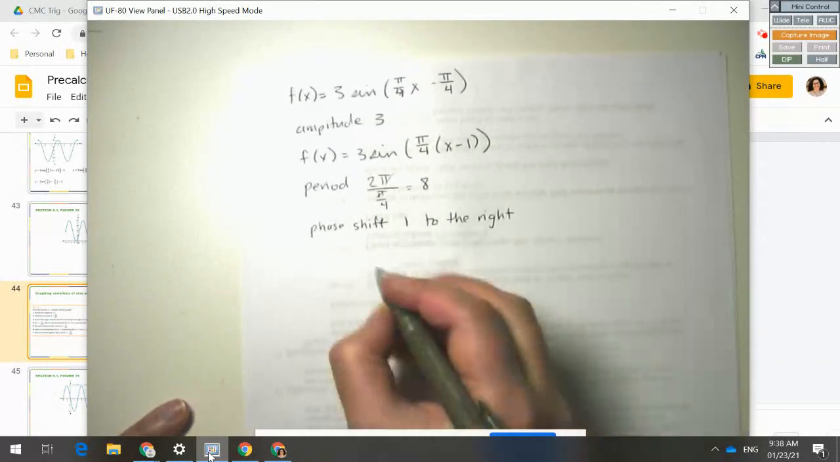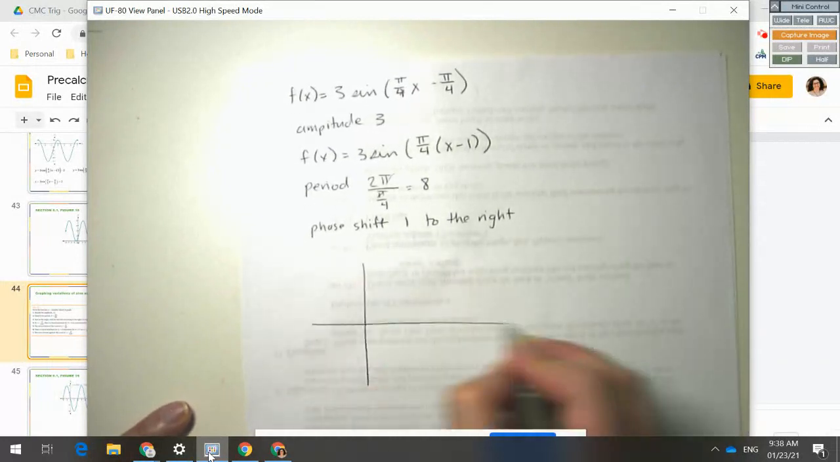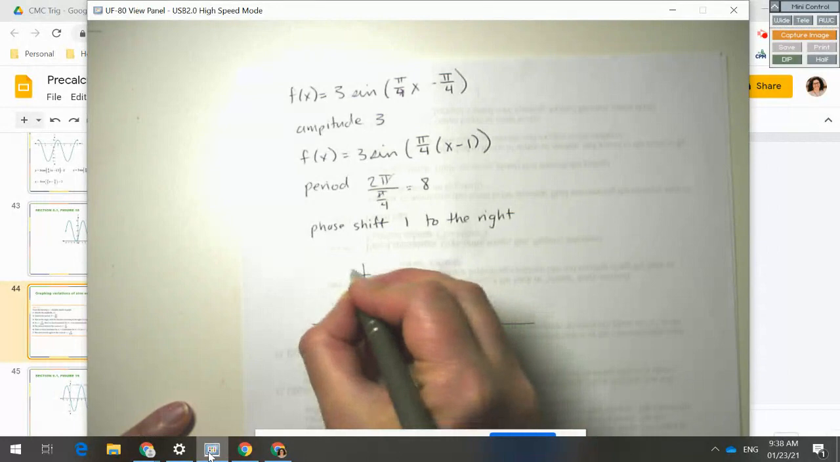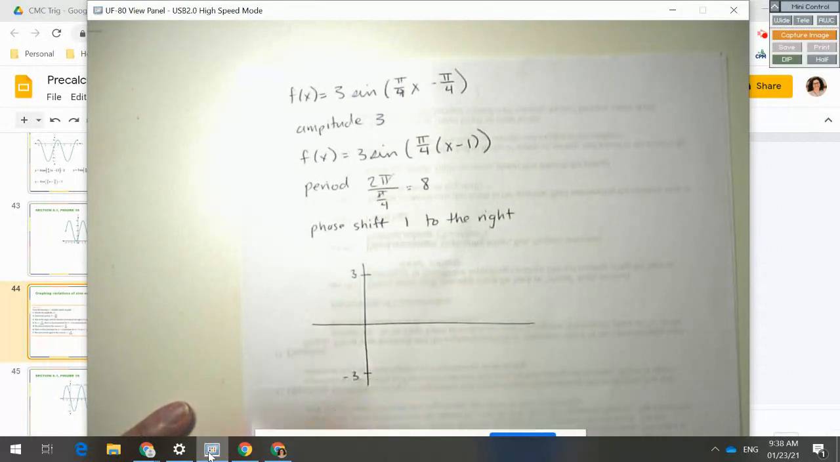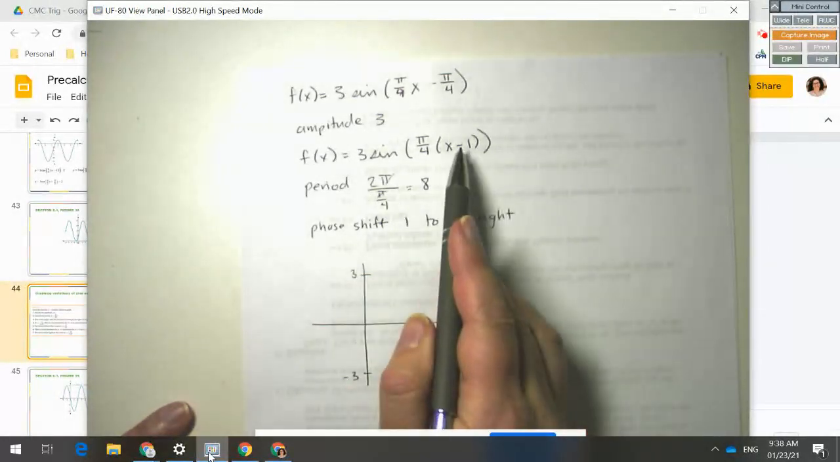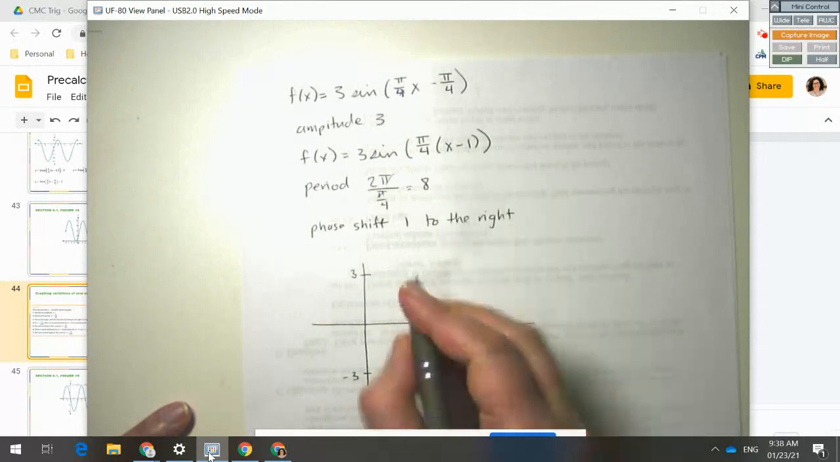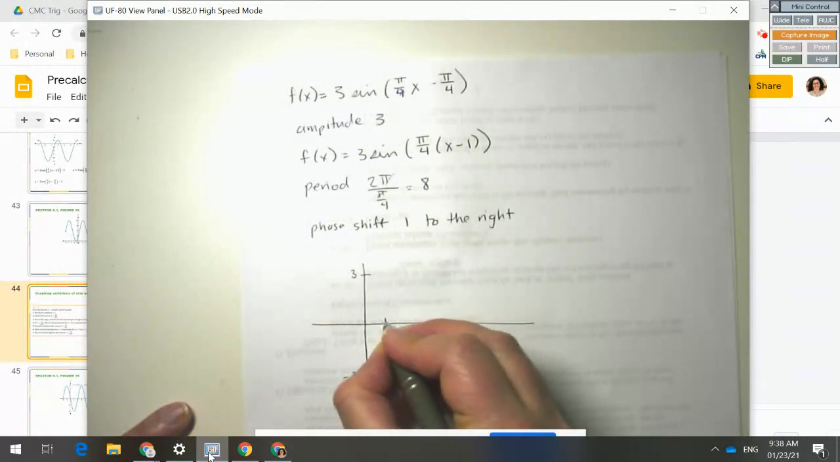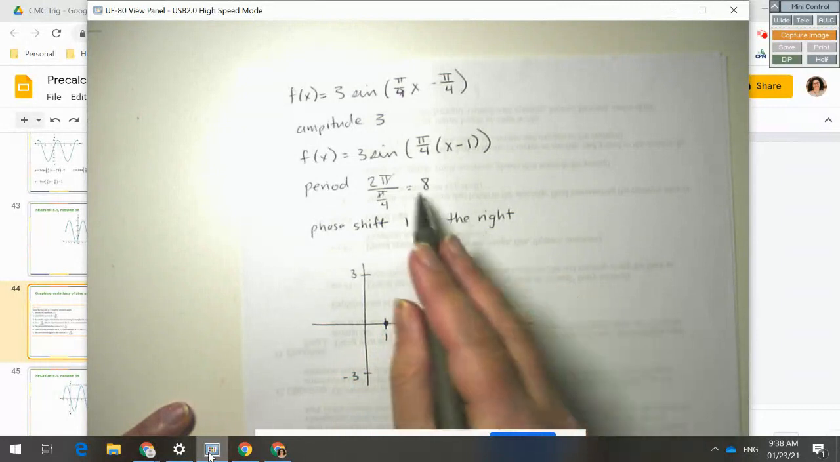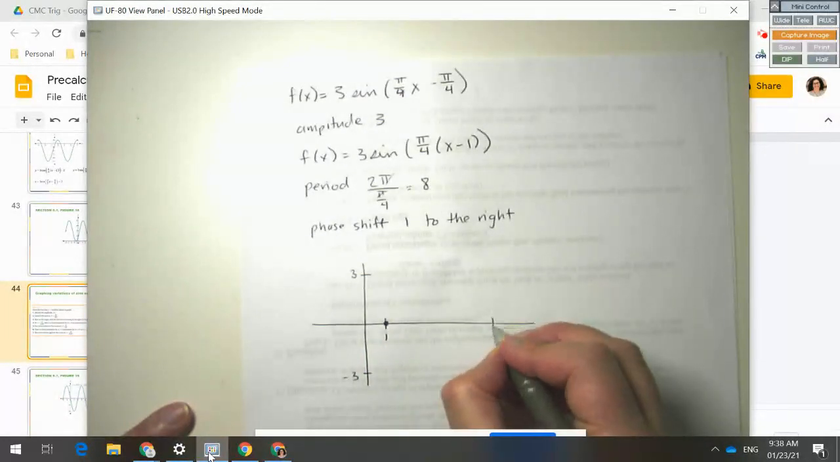Okay, so let's see if we can put all this together. Our amplitude is 3. We're going to go up to 3 and down to -3 since we don't have any vertical shifts here. We're shifting 1 to the right, so our period is going to start here at 1. And our period is 8, so it's going to end over here at 9.